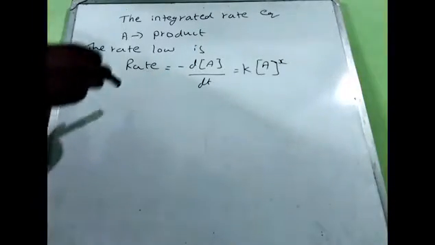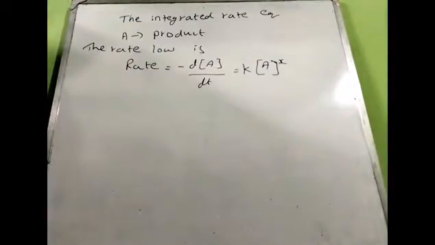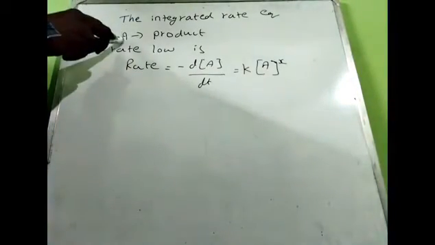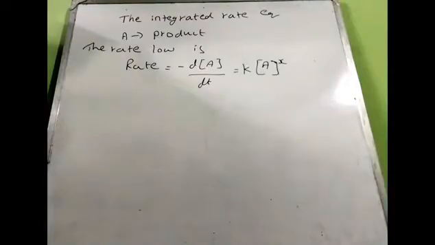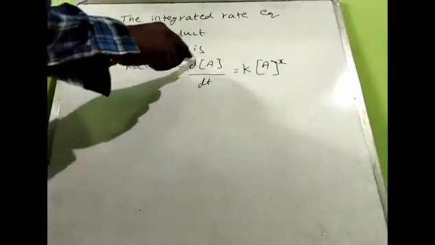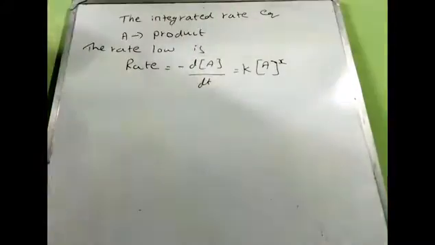We are going to discuss the integrated rate equation. So A is one product, it changes into another product. That's why A tends to product. So the rate law is the condition: the rate equals minus dA by dt equals k into A^x.